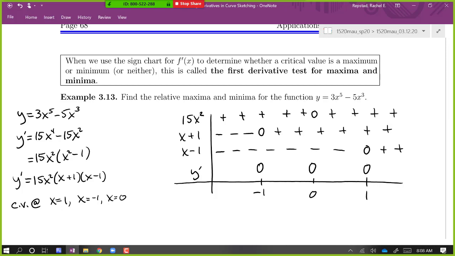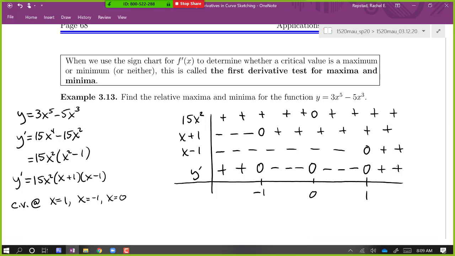So for these values less than -1, is y prime positive or negative? Positive, yeah. And how about between -1 and 0? Negative. Between 0 and 1? Negative. And greater than 1? Positive. Great. Now we have everything we need to answer the question.